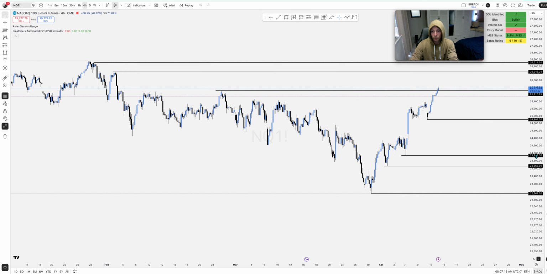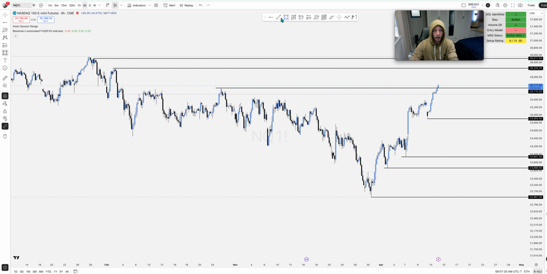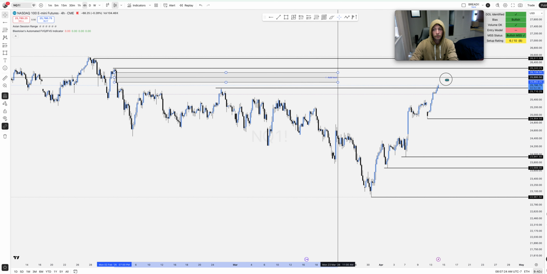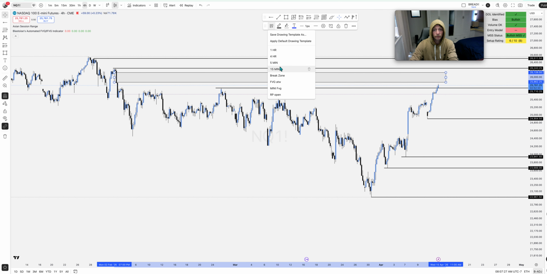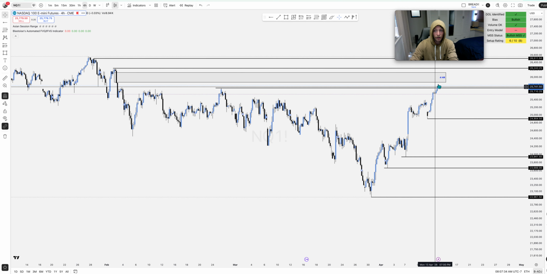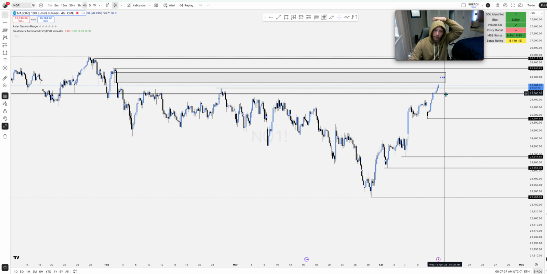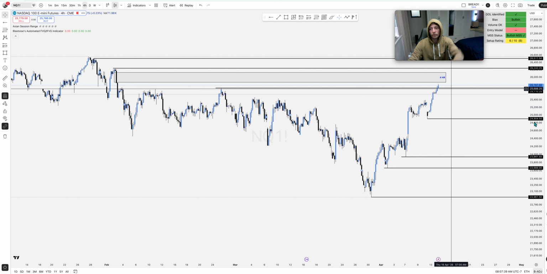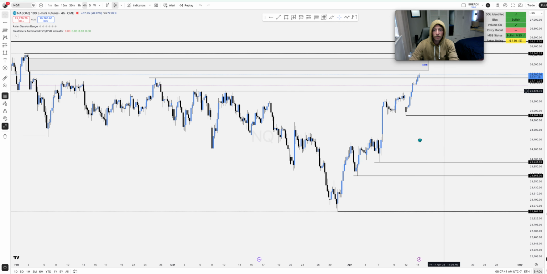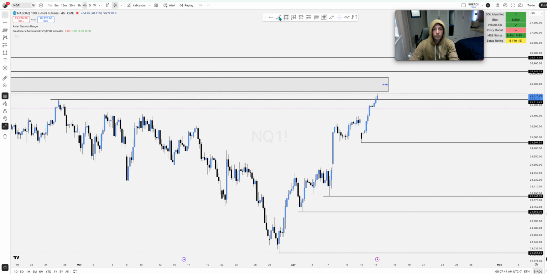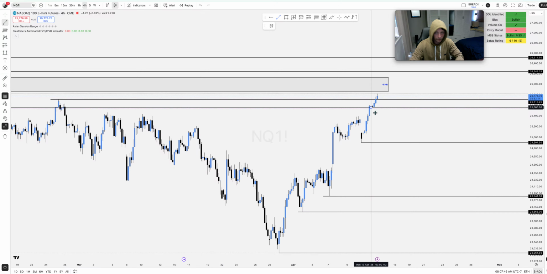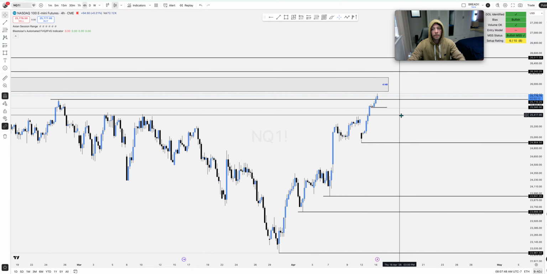Okay, so moving forward, there's also a 4-hour gap above. We got one right here, and there's another one right in here. I don't necessarily want to mark this one because we're already trading up into it, so it's not as important as the one right here. Next we have lower draws right in here. We have these little guys. And that's kind of it.